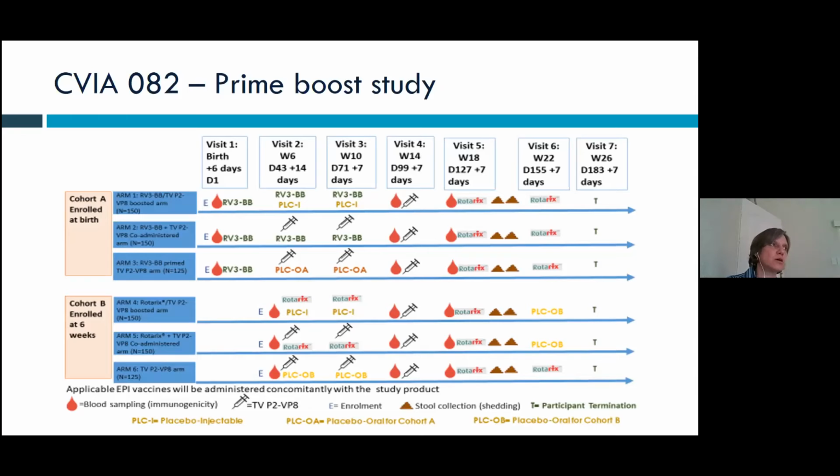We were meant to start in September, but also because of the COVID pandemic, we are aiming to start towards the end of January, early February, where we'll be enrolling children either just shortly after birth, so between 0 and 6 days following birth, or at 6 weeks of age, just before receiving their normal EPI vaccines. They'll be seen at our research sites, where we provide all the EPI vaccines as part of the study. And so they will be getting their other EPI vaccines at the same time.